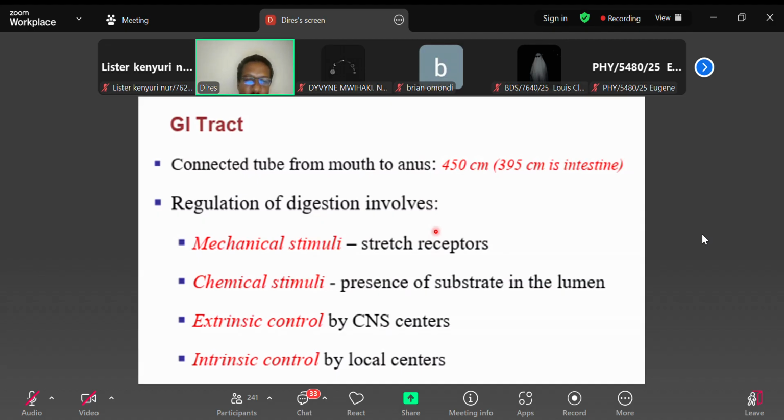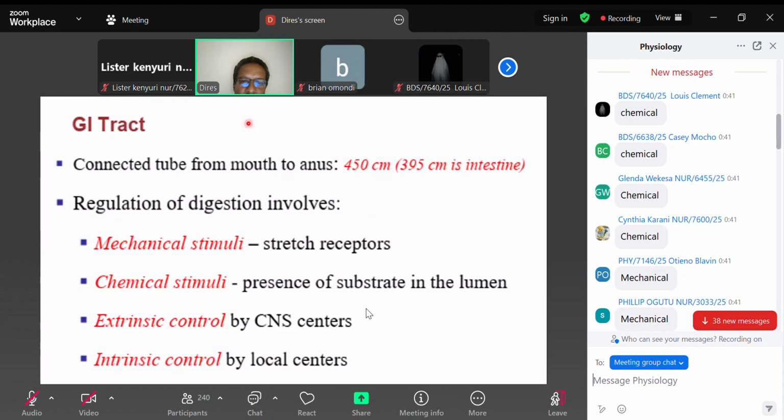Which one increases the activity of the local center? Which one do you think stimulates, increases the activity of the intrinsic control or enteric nervous system? Sympathetic or parasympathetic? Most of you are saying sympathetic.